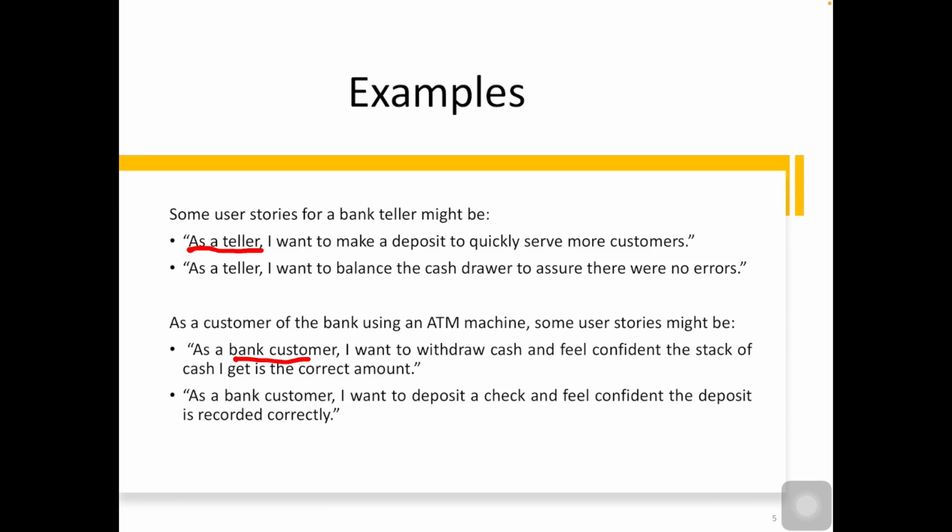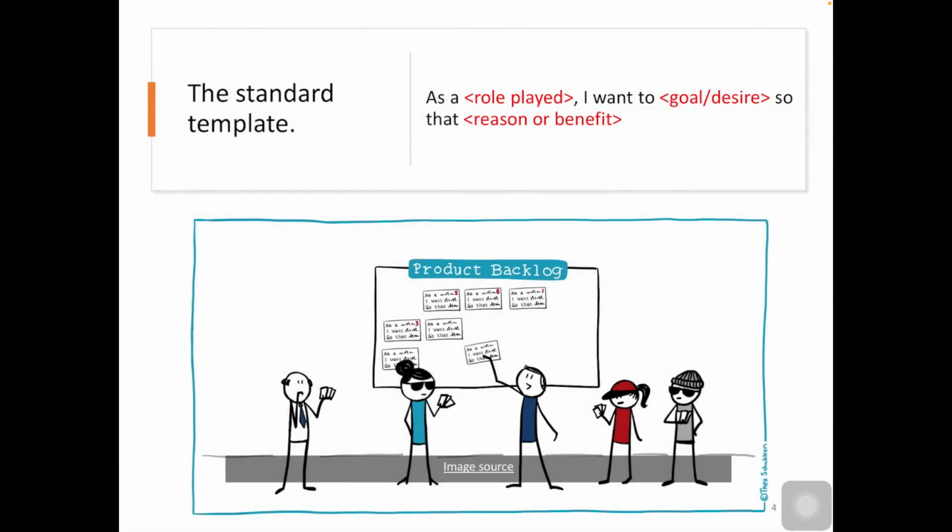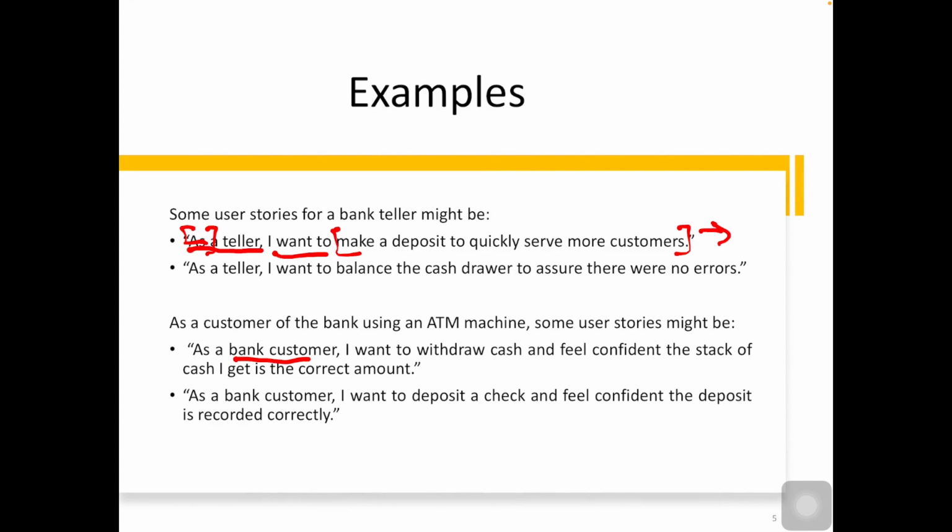In this example, they use the template as a what, I want to what, without stating the benefit. As you can see here, we have the reason or the benefit. This is the suggested template, but there are times in user stories where we will use the template as a what, I want to what, without stating the benefit.